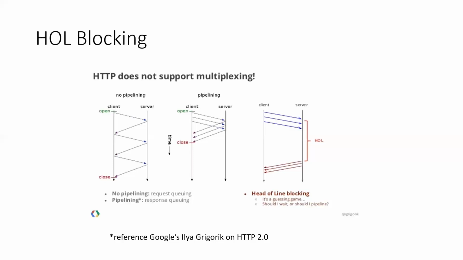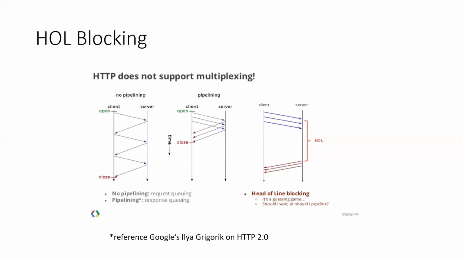But there is one issue with pipelining. That issue is head of line blocking. What is head of line blocking? Head of line blocking is nothing but, see, even in pipelining, it follows order. Let's say I have one 2 KB file, and then a 2 MB file.